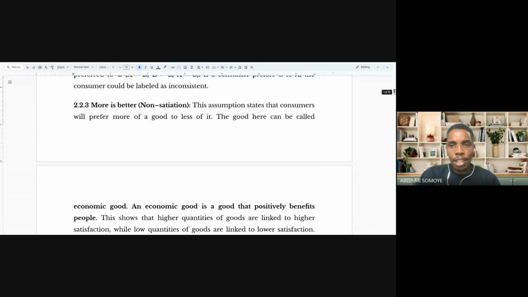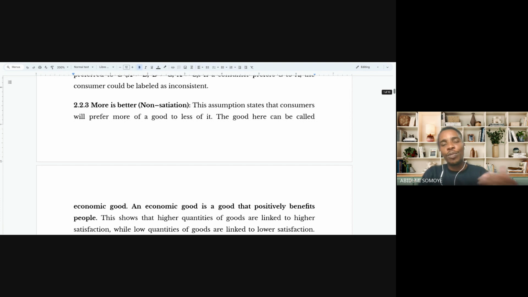Okay, this assumption states that consumers will prefer more of a good to less of it. The good here can be called an economic good. An economic good is a good that positively benefits people. Okay, so before I go further, here is simply saying that as a consumer, you would always prefer more of a good, more of an economic good, a good that benefits you, no matter how many that you have.